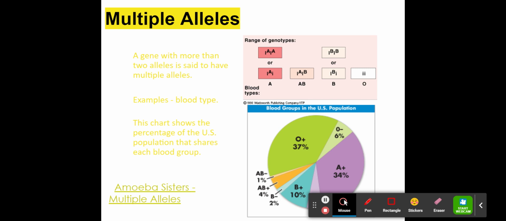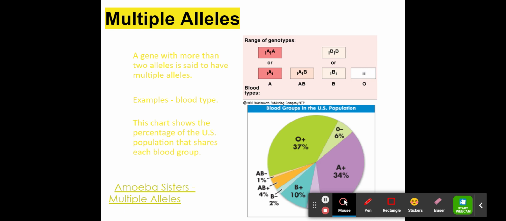And then you actually have another option that has nothing to do with dominance in O blood, because O is completely recessive, which is why it has the lowercase letters here. So the three dominant choices are A, AB, and B. And then your one recessive option is O blood, which is completely recessive.